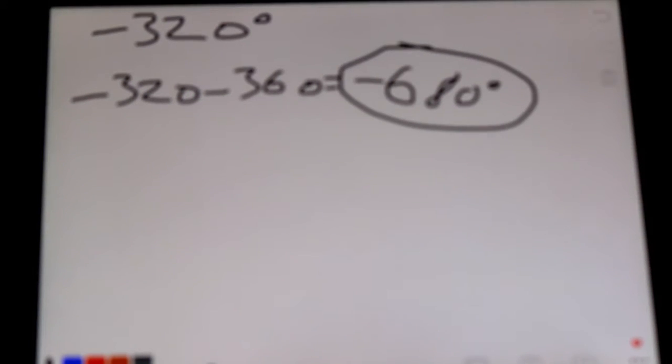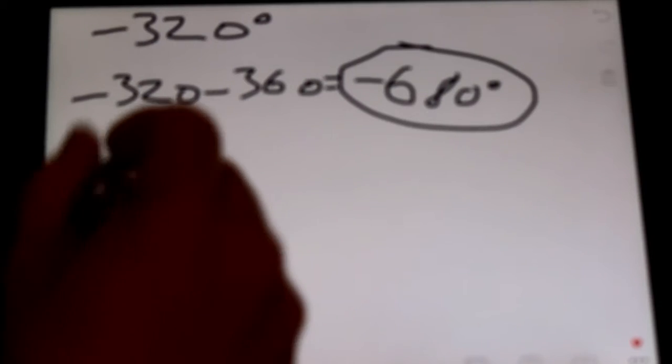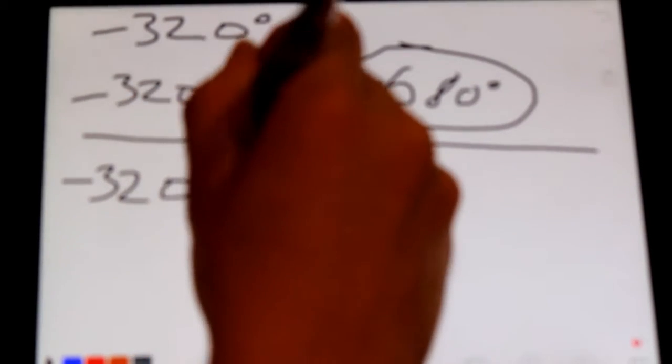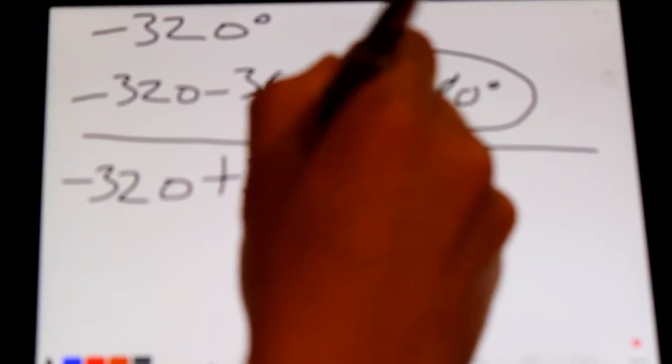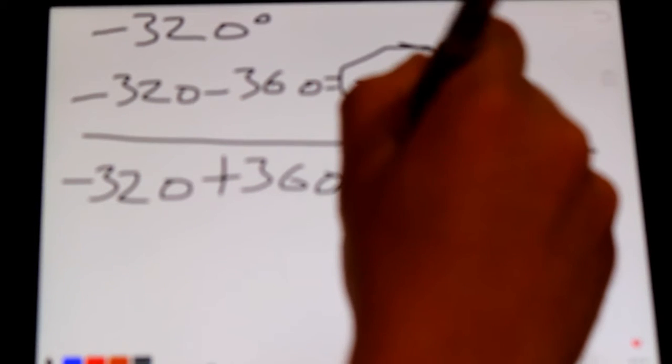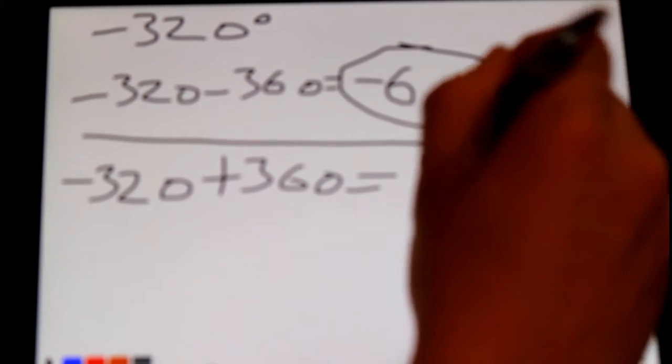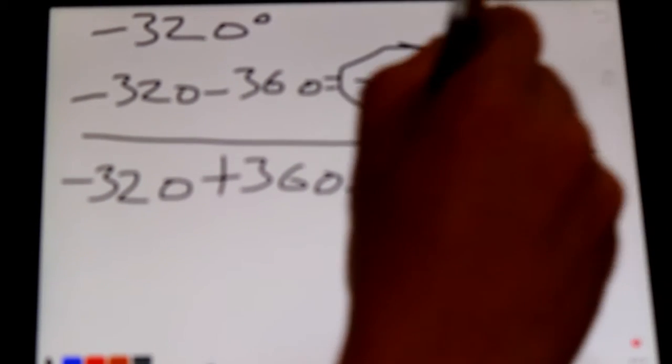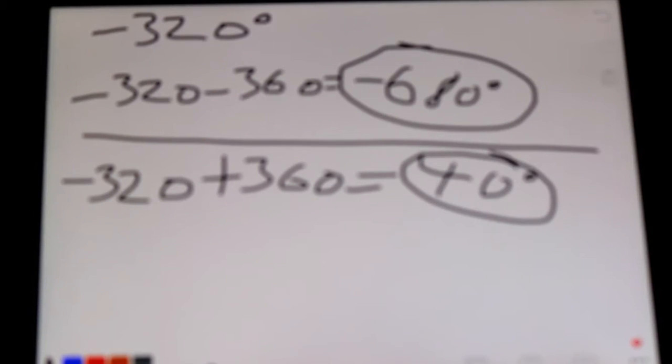Now, if we were to subtract 360 again, that would be another negative coterminal, and if we continued on, so on and so forth, it would be the same. Now, for the positive coterminal, we're going to do the same exact thing, except we're going to add 360. So we're going to take negative 320 plus 360, and that is going to equal 40 degrees. And that is our one positive coterminal. Again, if we added 360 again, it would be another positive coterminal.